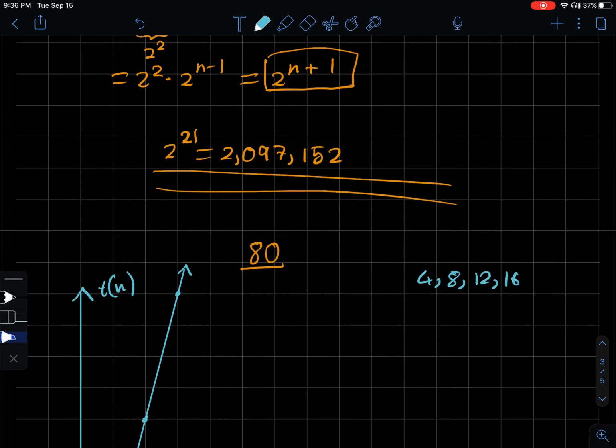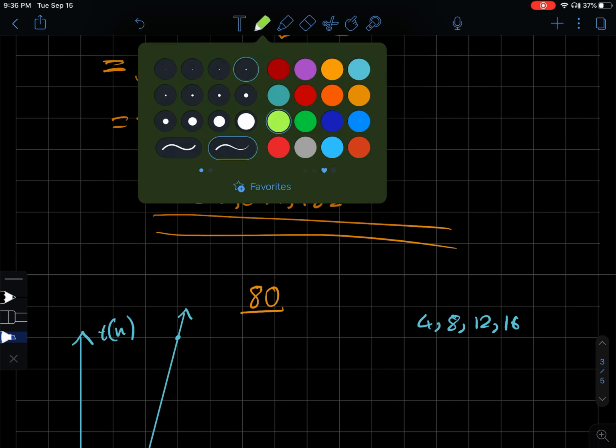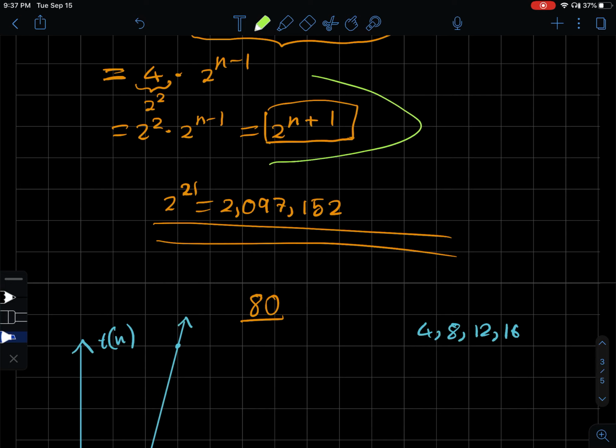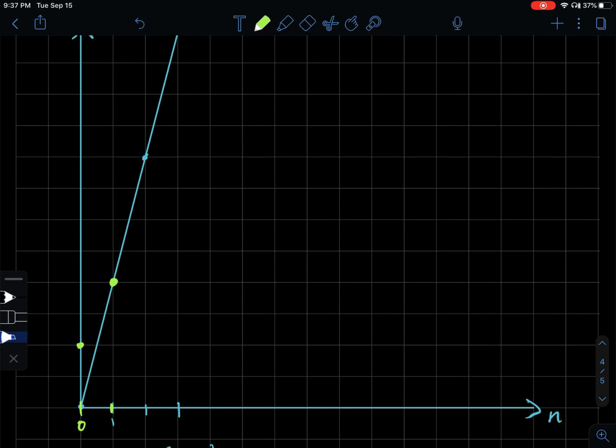Now, let's say I were to graph this sequence right here. The formula for this sequence, I'm going to change colors here, is 2 to the power n plus 1. So now, let's start if n is 0. If n is 0, then 2 to the power of 1 would be 2. Then if n is 1, which is right here, 2 to the power of 2 would be 4. If n is 3, 2 to the power of 3 would be 8.